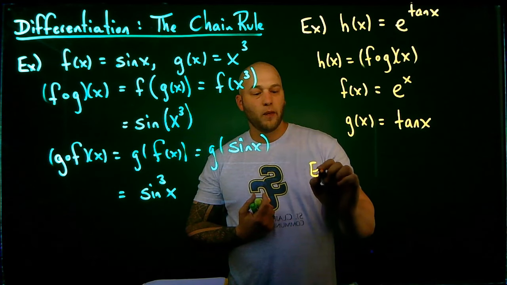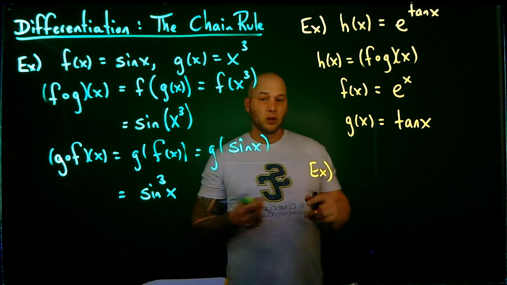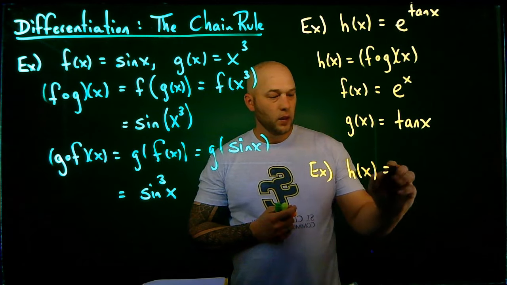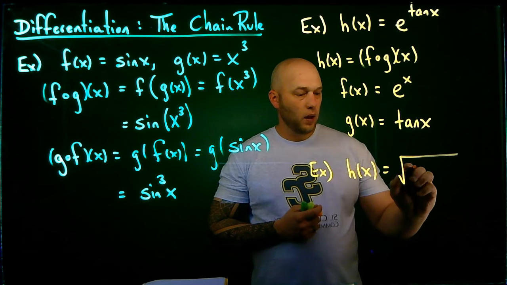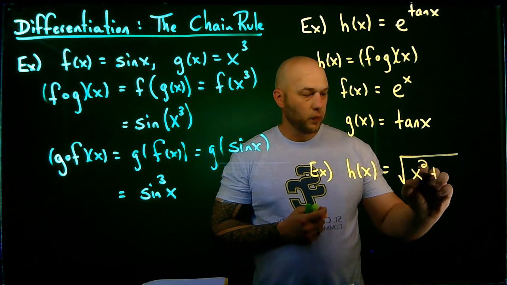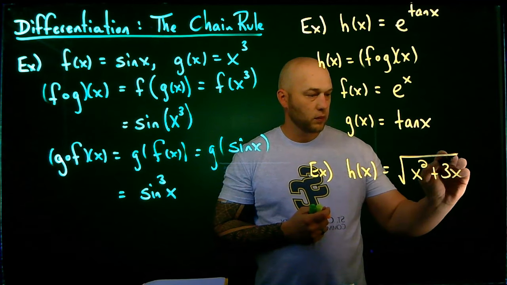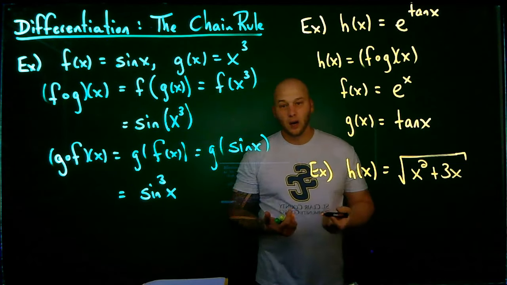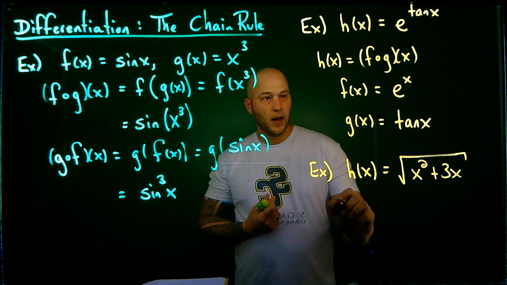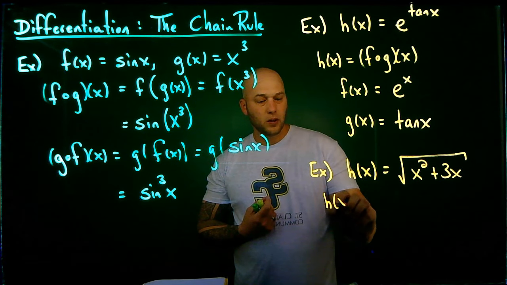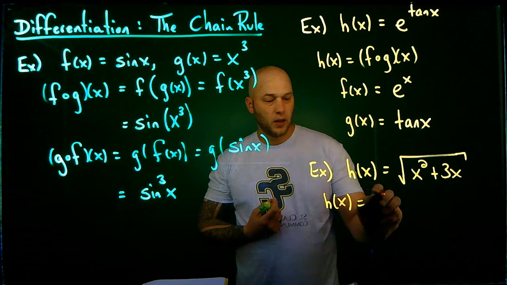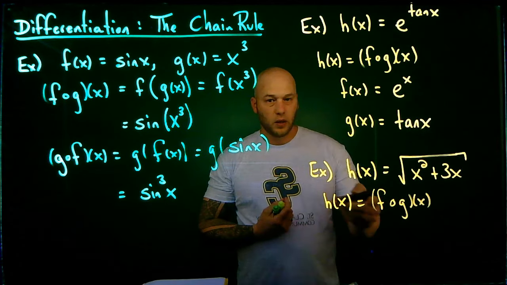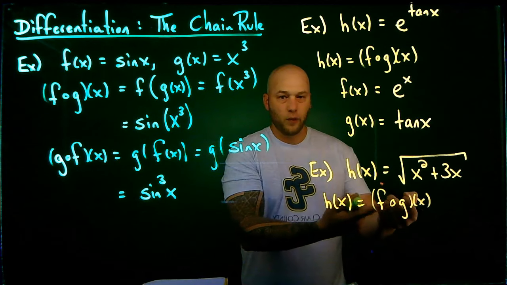One more example before we get to the statement and applications of the chain rule. Let's say h of x is the square root of x squared plus 3x. Okay. What are the functions I took the composition of to obtain h of x? Again, I want h of x to be written, just to establish our notation, as f composed with g. Of course, I could do g composed with f. It just means that f would be the function I'm plugging in.